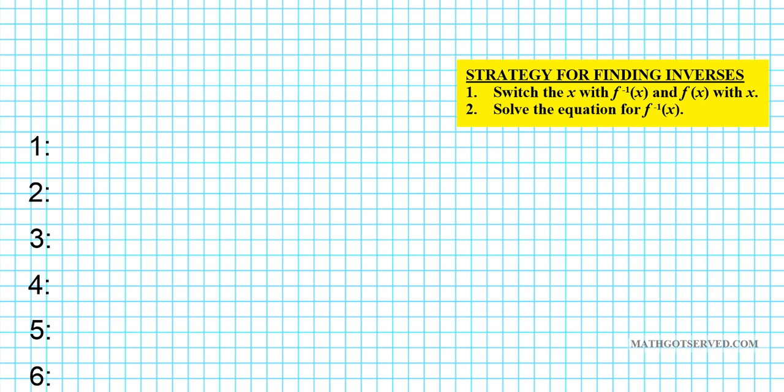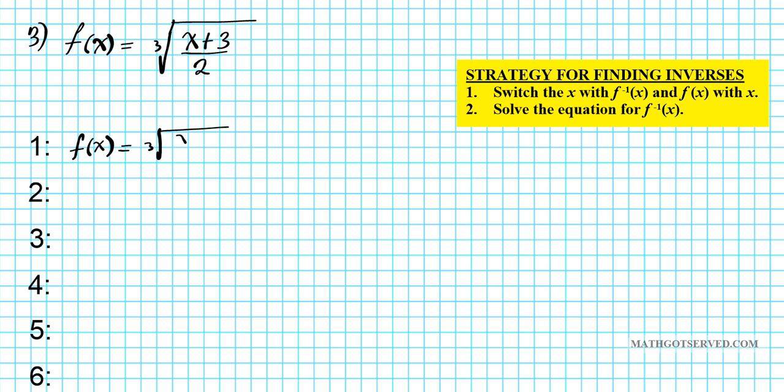Alright, let's take a look at problem number 3. What if we were to find the inverse of the function f of x equals the 3rd root of x plus 3 over 2? How will we go about doing this? Let's go ahead and rewrite the function again. F of x equals the 3rd root of x plus 3 over 2. First step, as indicated in our strategy guide here, we're going to switch f of x with x and x with the inverse of f. Okay, let's go ahead and do that.